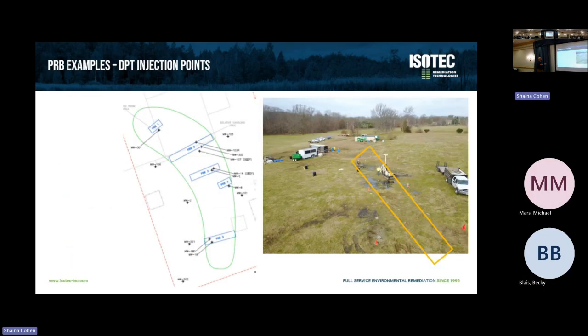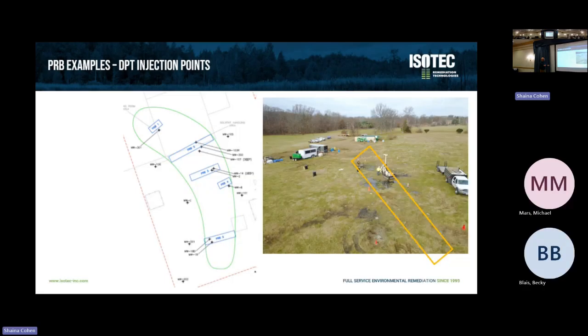So a few PRB examples. These are with injection points. This was a multi-acre plume, although you can't really see it here because it's just a big grassy open field. So this PRB here, we created with a series of direct push injection points. This had three rows of points. We installed those with overlapping points to create a continuous PRB through injection.